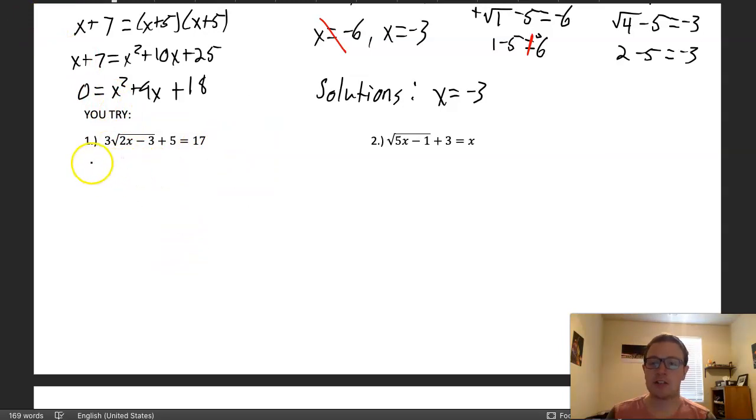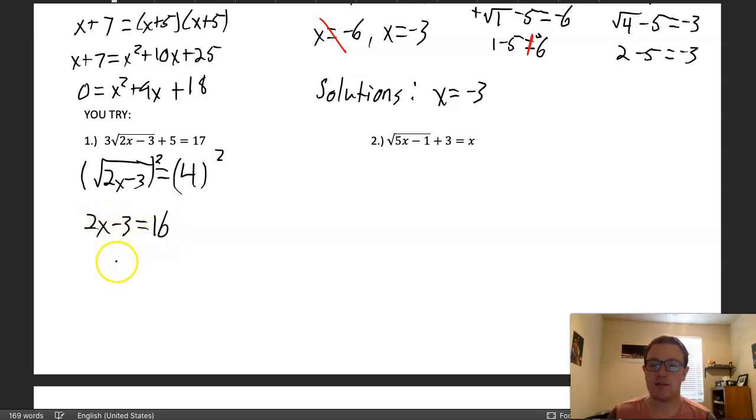Our first step here is going to be isolate the square root of 2x minus 3. So we're going to subtract 5 and divide by 3. When we do that, we'll end up with 2x minus 3 is equal to, see, 17 minus 5 gives us 12, divided by 3 is 4. Now we have a square root by itself. To get rid of that square root, we're going to square both sides. When we square both sides, we end up with 2x minus 3 is equal to 16.